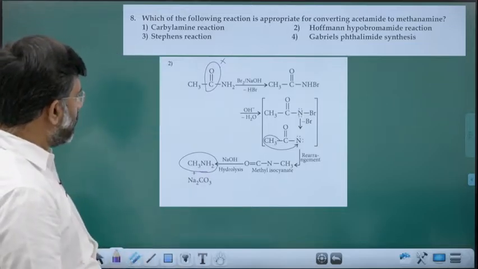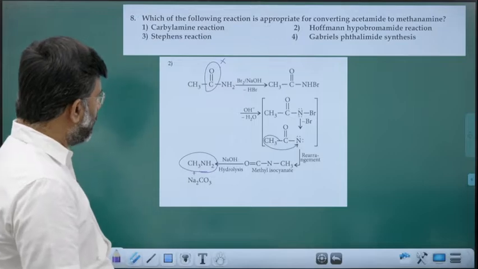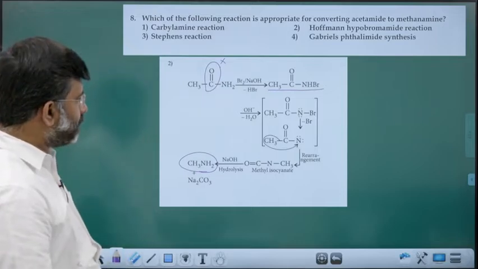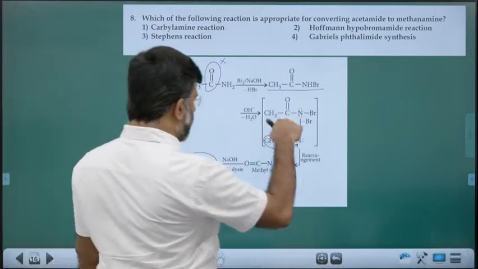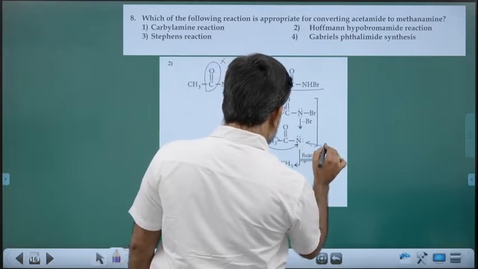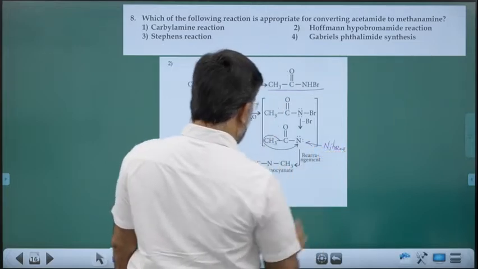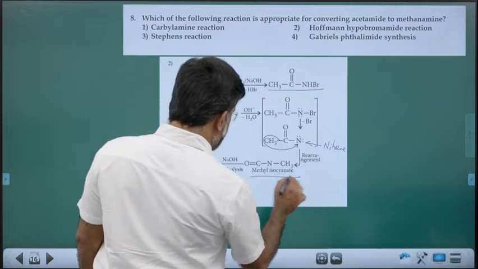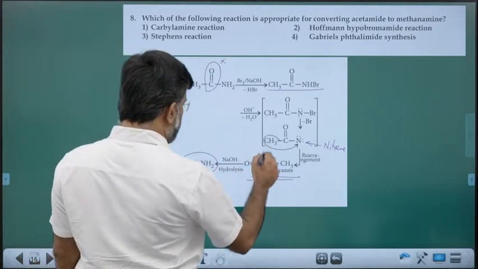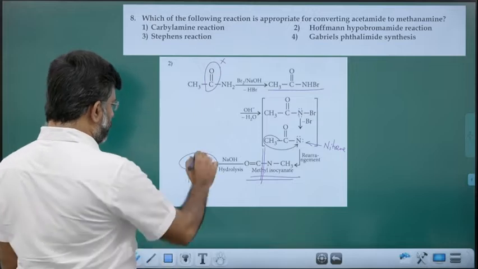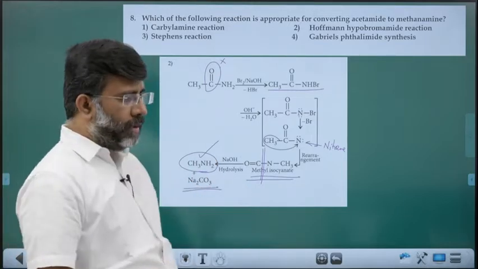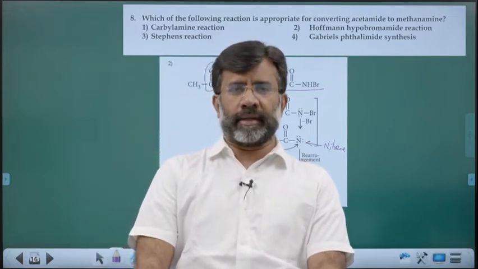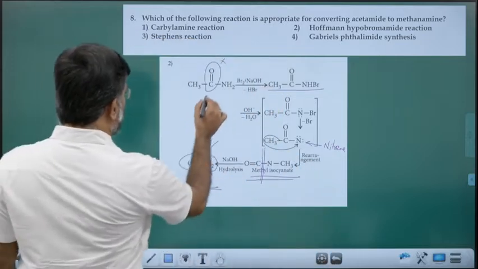And how is the reaction taking place? It is treated with bromine and NaOH, HBr out, and you are getting bromamide. That is the bromamide. And now that bromamide once again reacts, you get a nitrene. This is the important intermediate. In the nitrene there is a rearrangement. This methyl group is shifted to nitrogen and you are getting methyl isocyanate, which upon hydrolysis gives CH3NH2, releasing sodium carbonate. This is Hofmann's degradation reaction, Hofmann's bromamide reaction, where the net result is that 1 carbon is reduced.